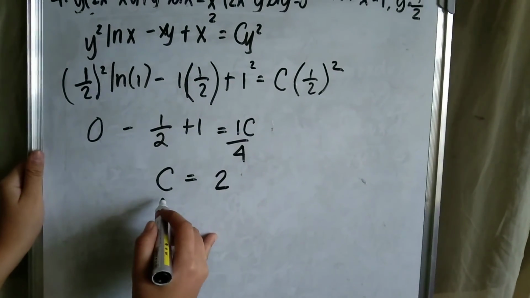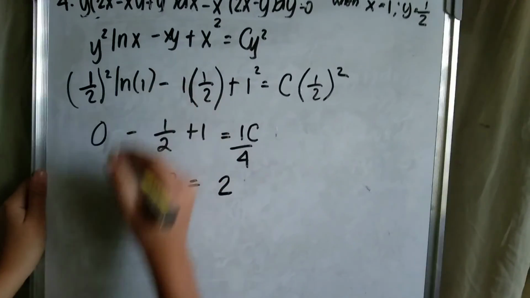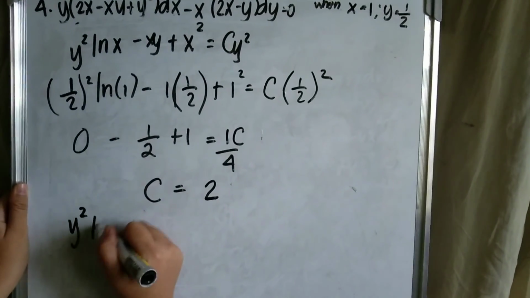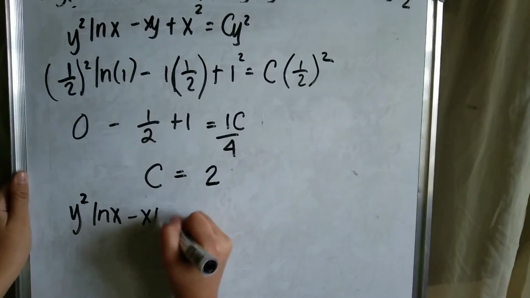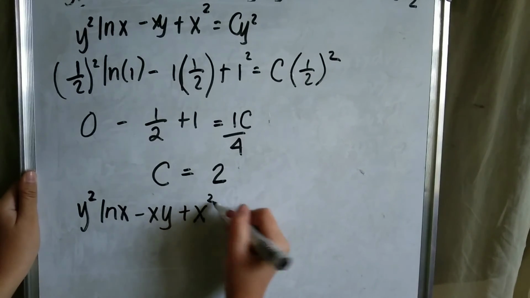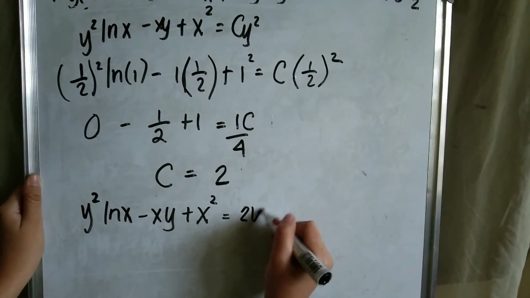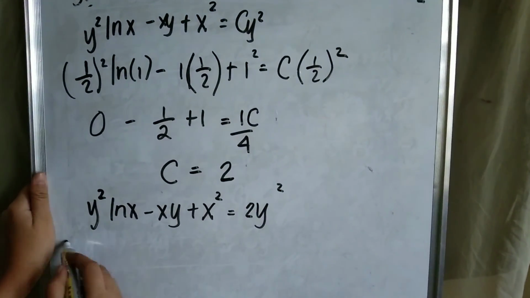So let us substitute the value of c to our general solution, which is y squared ln x minus xy plus x squared is equal to 2y squared. So this is now our final answer.